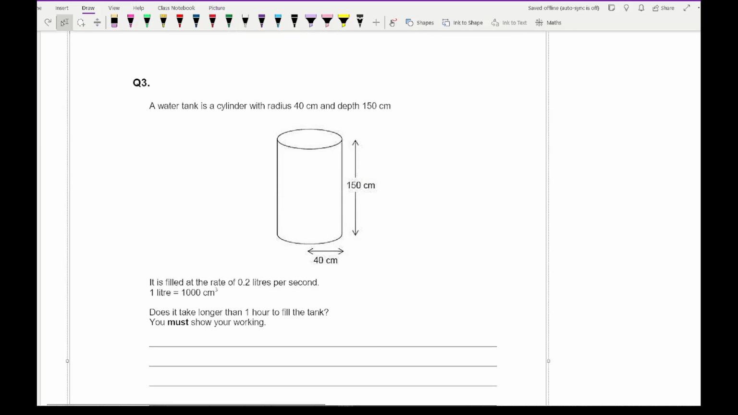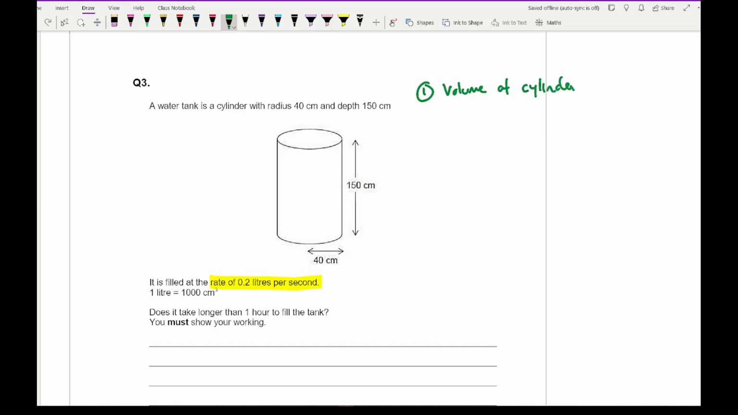Then moving on to question 3, it says that a water tank is a cylinder with a radius of 40 centimetres and a depth of 150. It is filled at a rate of 0.2 litres per second. 1 litre equals 1000 centimetres cubed. Does it take longer than an hour to fill the tank? So here it's giving me the rate, and I then need to work out what the time is. So the first thing I need to do is work out what the volume of the cylinder is going to be.